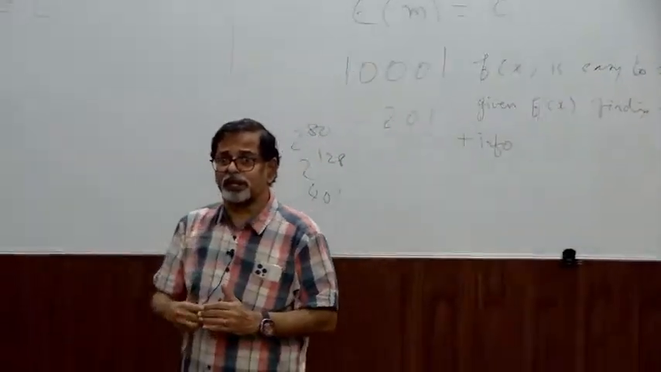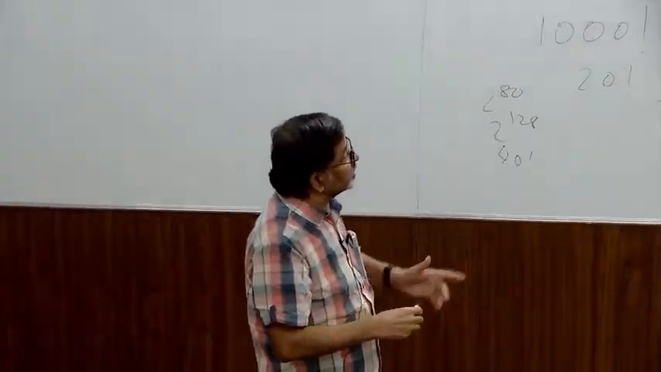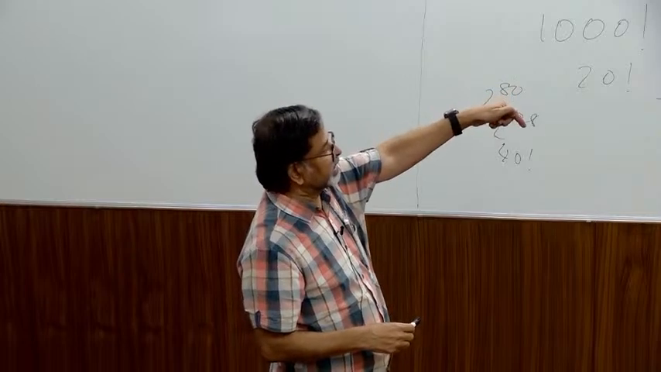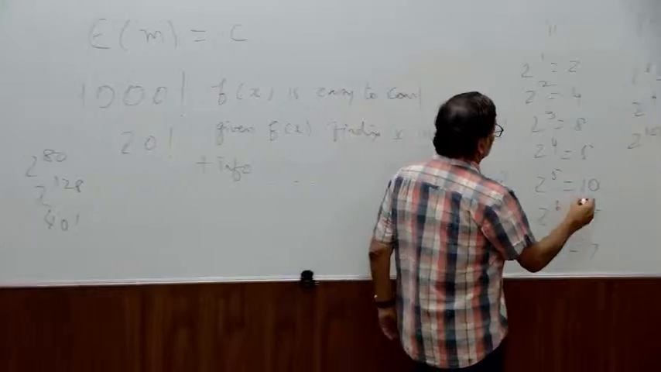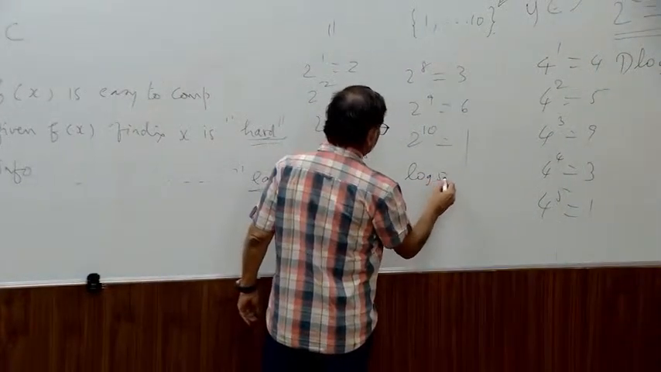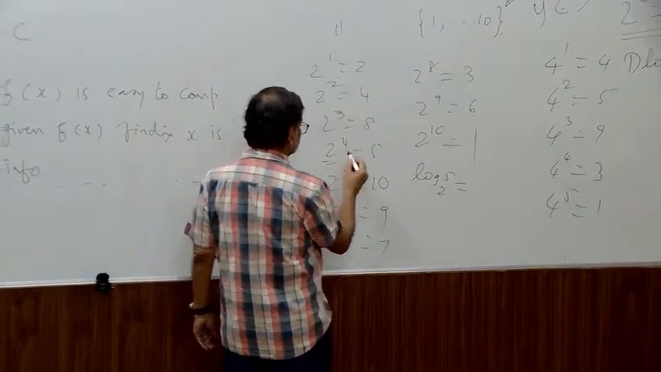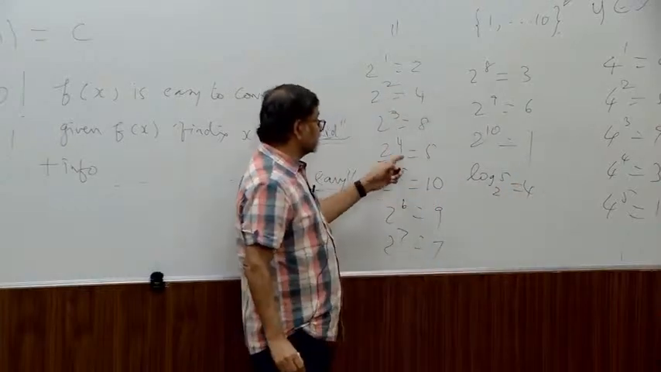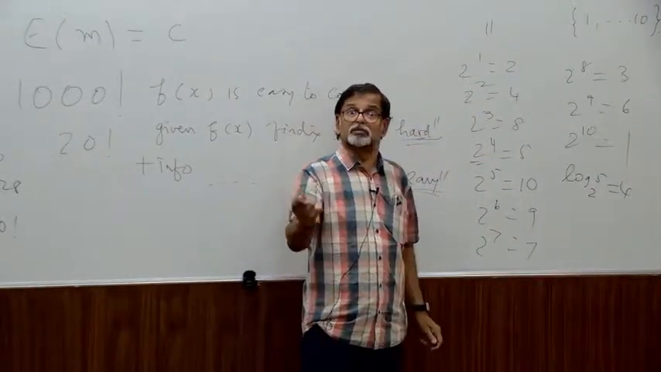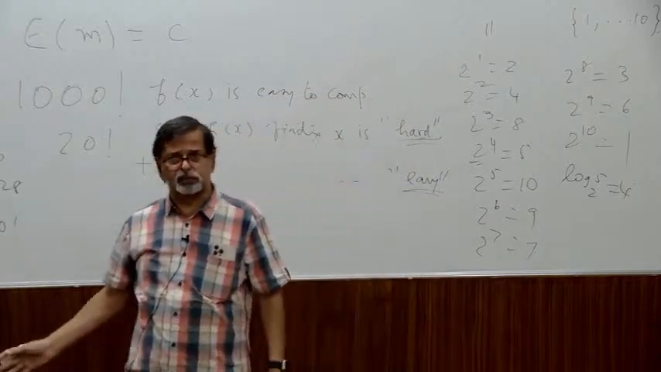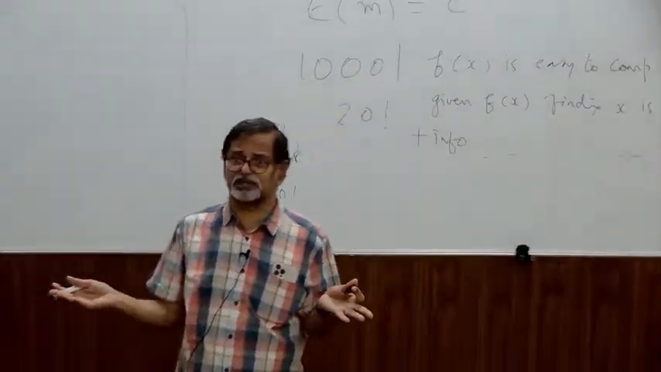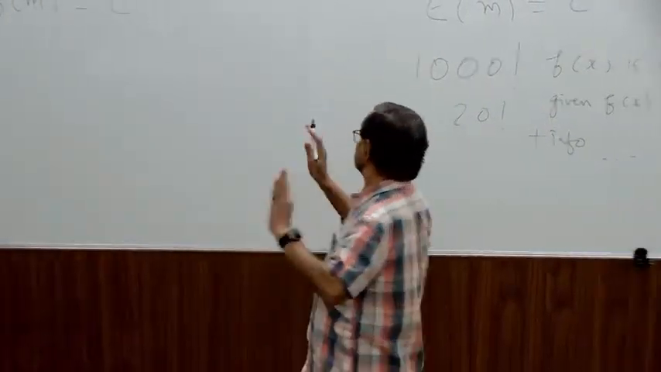So given y, what is the discrete log? That x with respect to the generator and y. Therefore, for example, what is log 5 to the base 2? Log 5 to the base 2 is 4. But remember, this is in the modulo world 11. In the modulo world 13, it could be different. In the modulo world 17, it could be different. And it all depends on the generator. Now, let us generalize this.